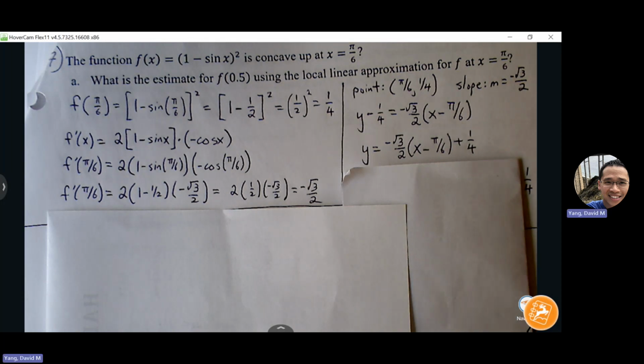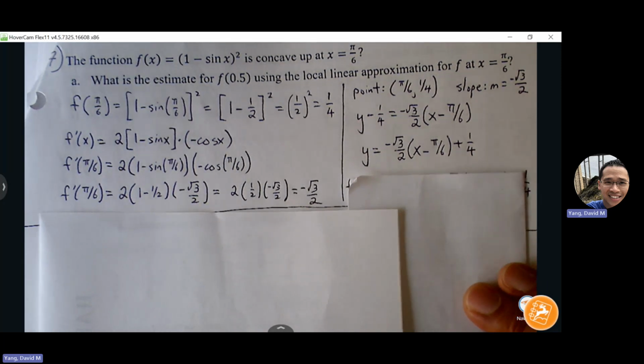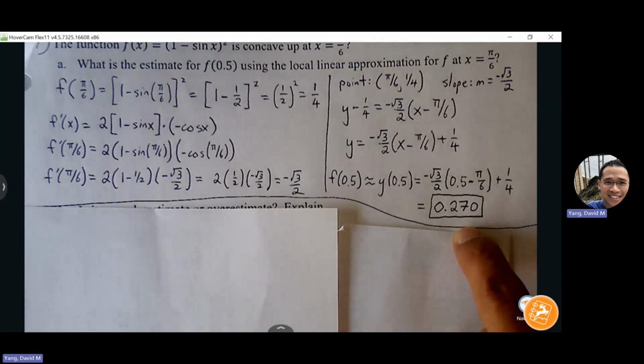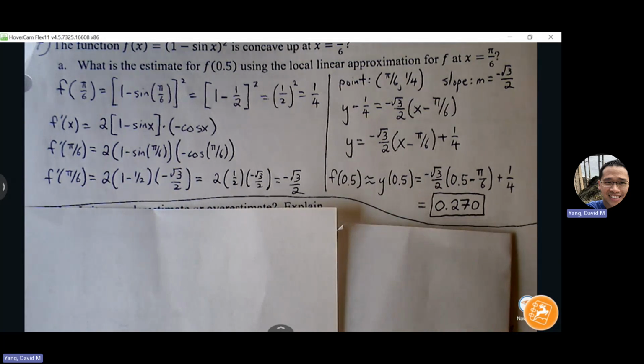Also, the answer is an approximation, but a rounded answer. If it's a decimal value, you can just give it to me in 3 decimal places. Yeah, rounded, you can use your calculator.